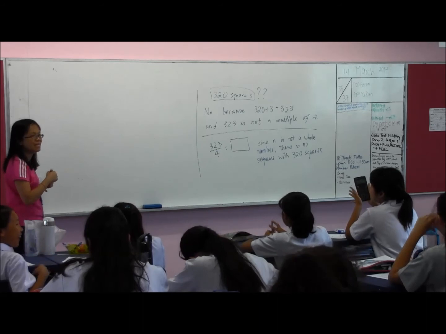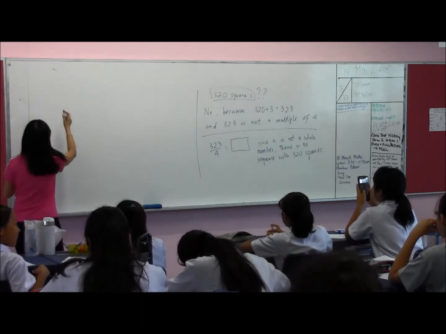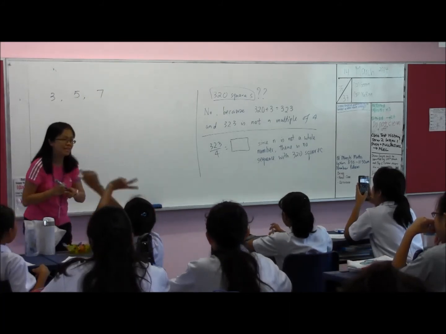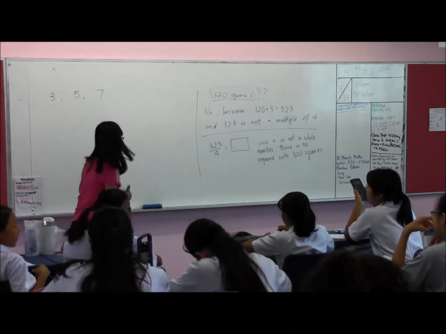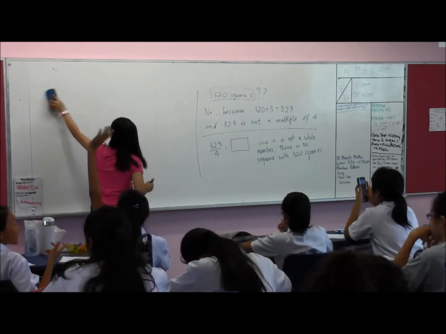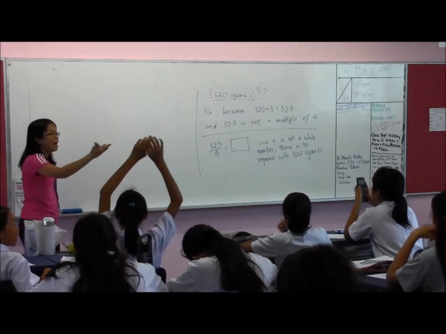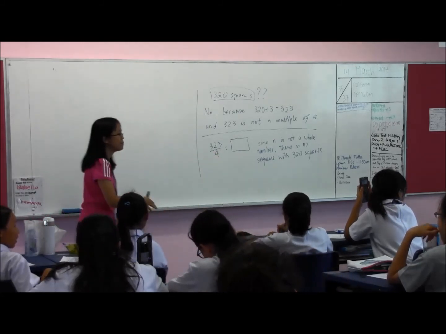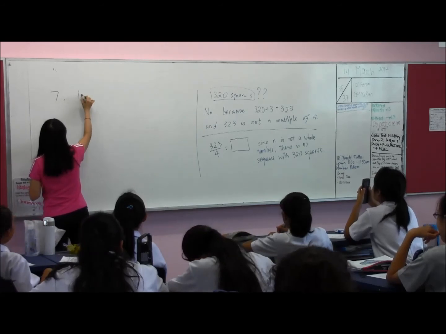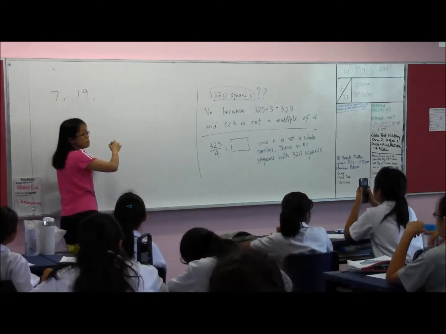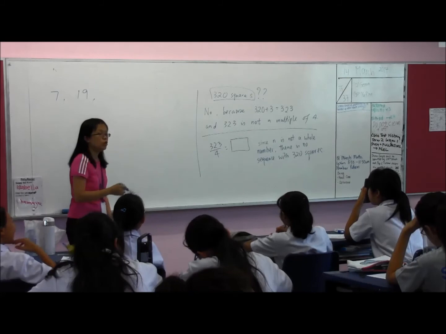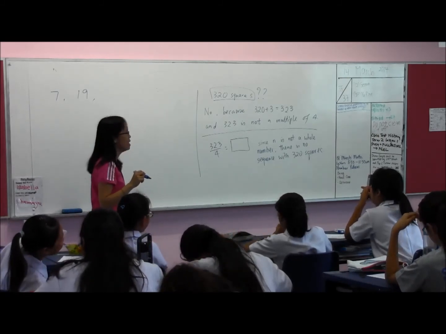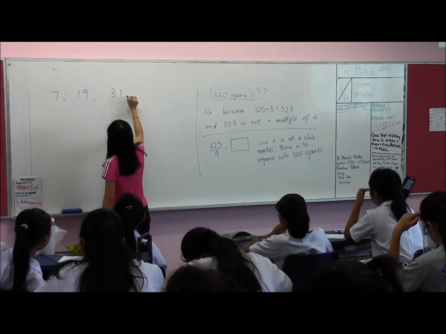3, 5, 7. So easy to see. You want to make it harder for me? Okay, let me just show you. 7, 19. You want 1 million? Okay, 31. Okay, fine. That is good enough.